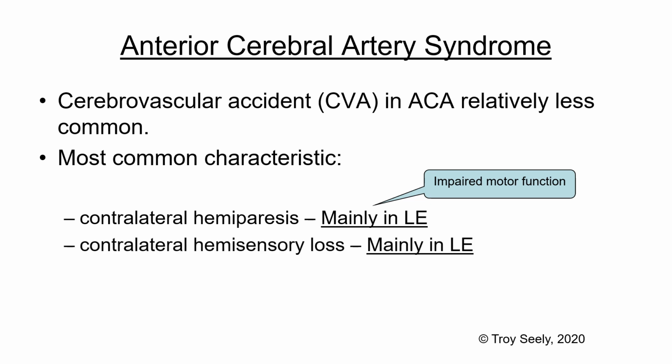They're also going to have contralateral hemisensory loss, again mainly in the lower extremity, where they have impaired sensation. So not only are they going to have difficulty performing a movement, they'll also have difficulty giving feedback. If you were to test their sensation, say with a cotton ball, or test their ability to identify a sharp versus a dull sensation, it would be impaired in the left lower extremity if they had a right anterior cerebral arterial accident.